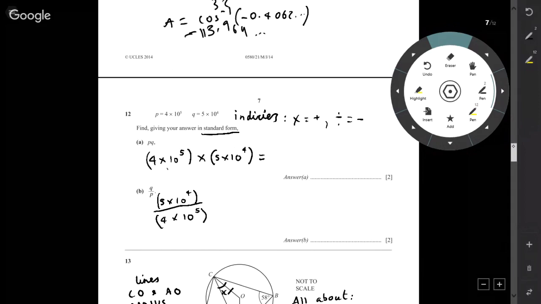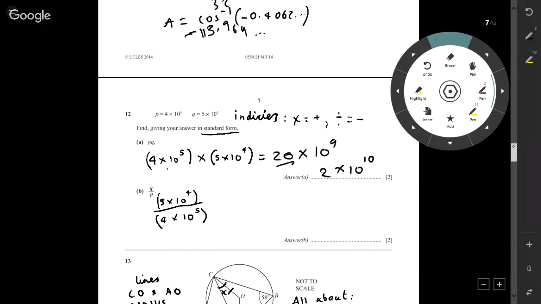So all we're going to do is 4 times 5, which is 20, times 10 to the power of 5 times 10 to the power of 4. We're going to add the indices together. So that is 10 to the power of 9. Now, this isn't in the simplest form because this is a 20. Therefore, we can divide this by 10 and add another little 10 onto the 10, if that makes sense. So it will become 2 times 10 to the power of 10.